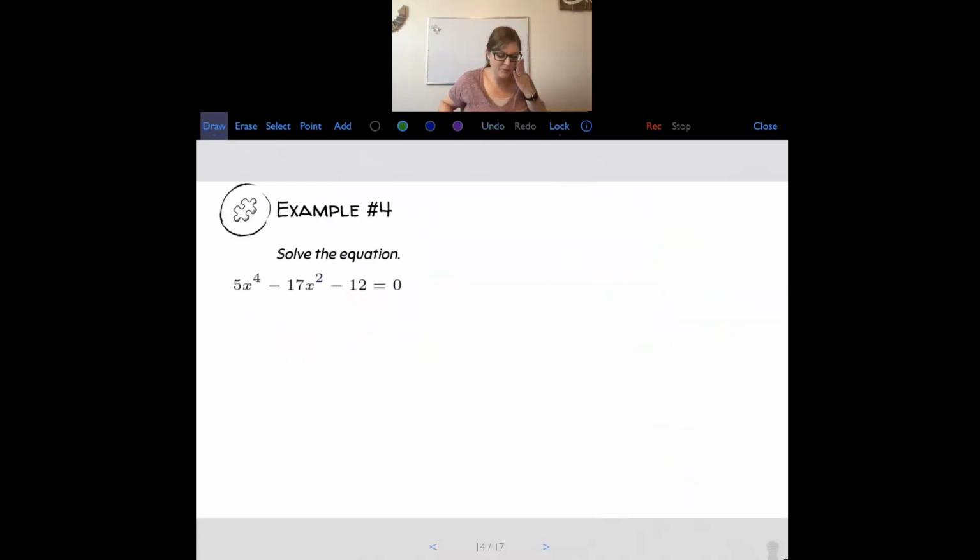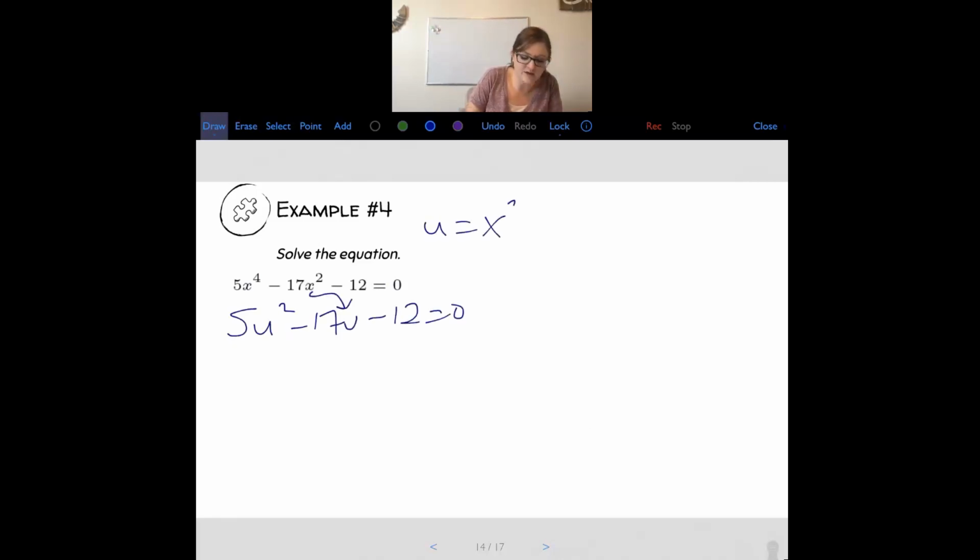And the last example we'll go over, 5x to the fourth minus 17x squared minus 12. Again, this is in quadratic form, so we're able to make a substitution. Sometimes your substitution can come from this term right here, just depending on what we're working with. In the case of 5x to the fourth minus 17x squared minus 12, it would be really convenient if this was 5u squared minus 17u minus 12 equals 0. And again, that gives us the substitution of u equals x squared. Okay, so we can factor this.